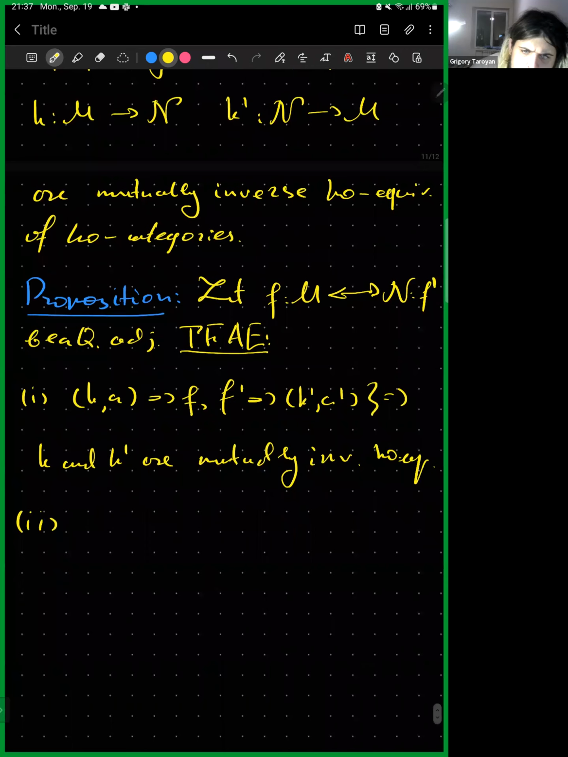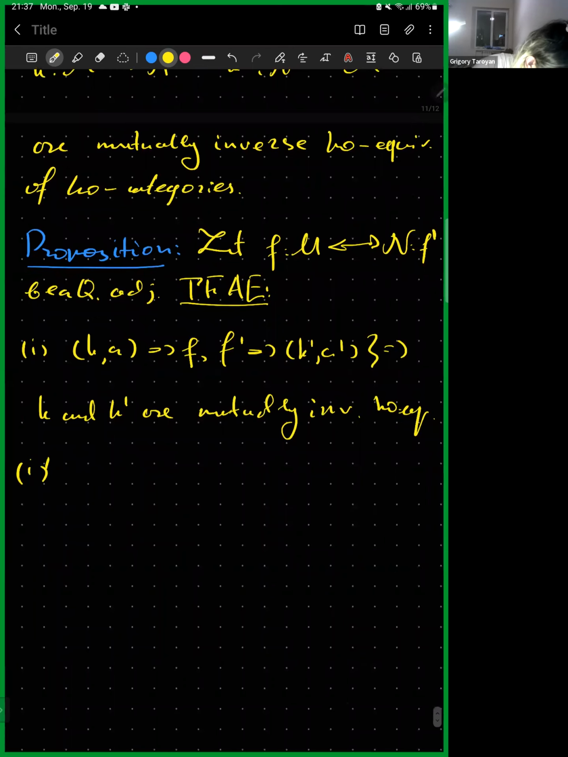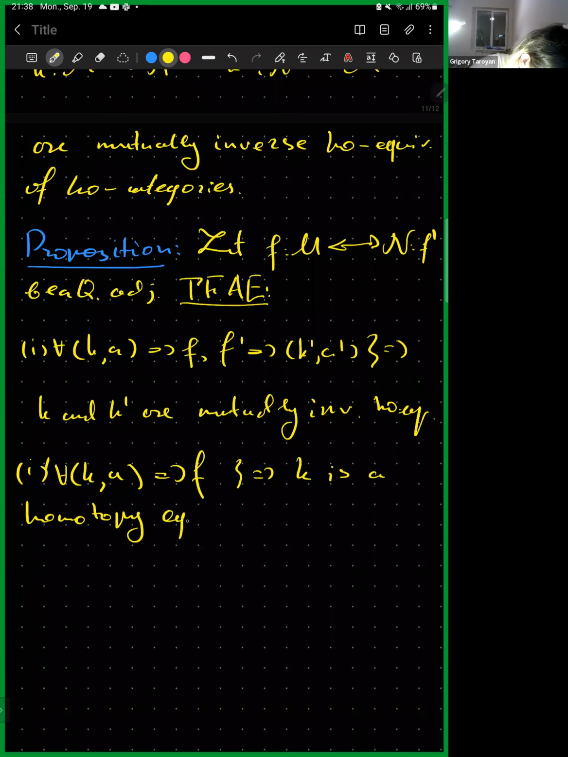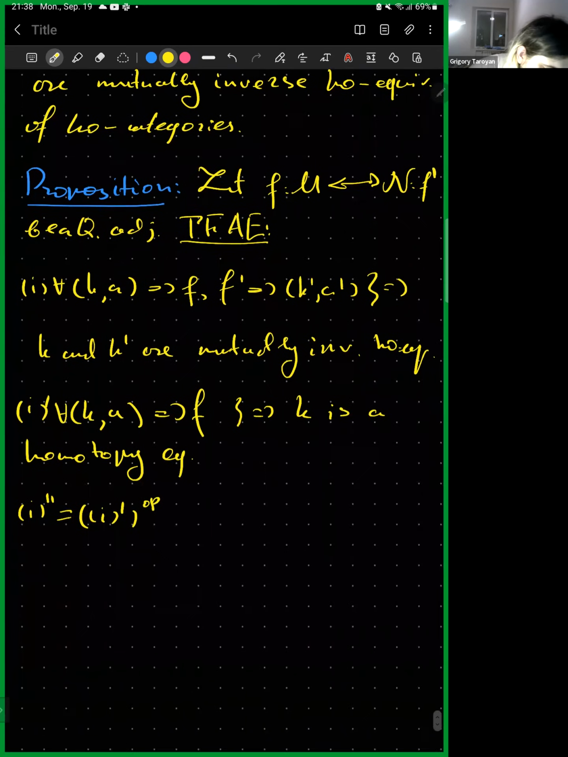The second assertion is a variation of the first one, so we just state one half of what we stated previously, namely that if we have any left approximation of F, then K is a homotopic equivalence. And 1 prime is just the same thing, but for right approximations.